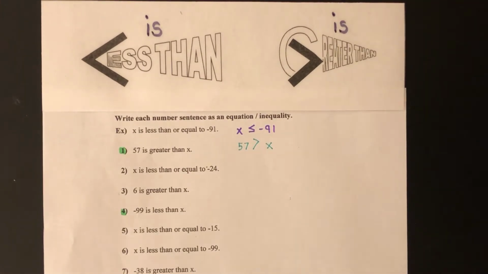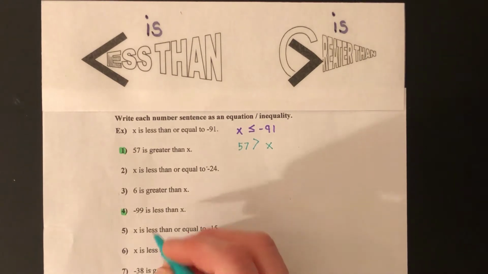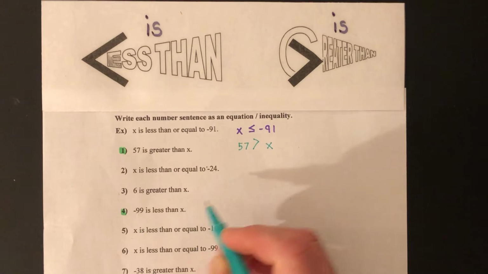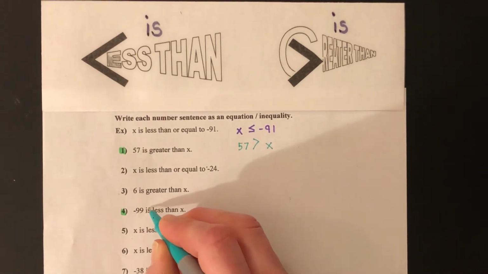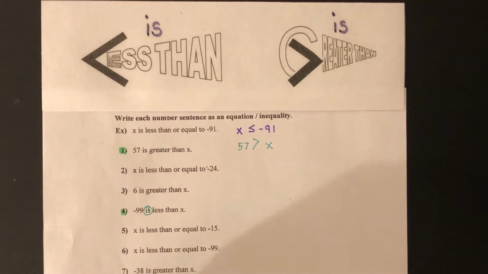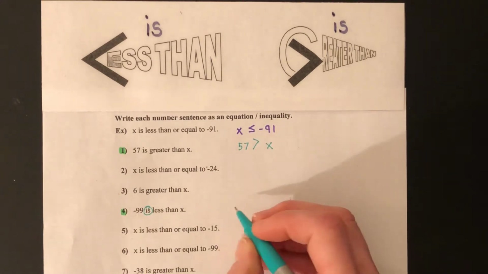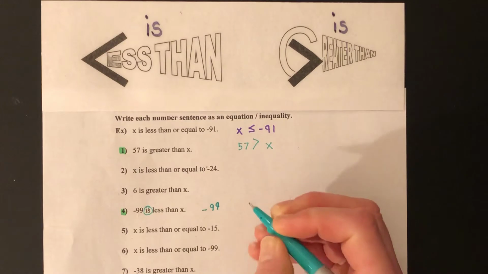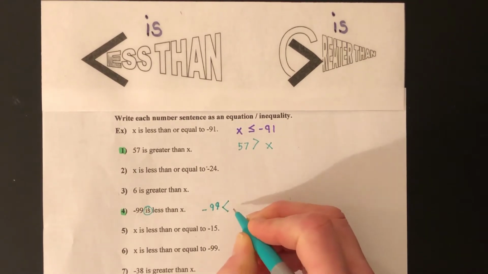Look down at number 4. Negative 99 is less than x. Now, if this were negative 99 less than x, it would be x minus negative 99. But because it's is less than, that tells you that you're going to need an inequality. So, negative 99 is less than x.